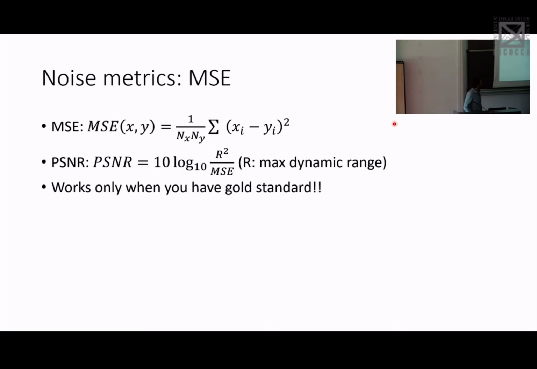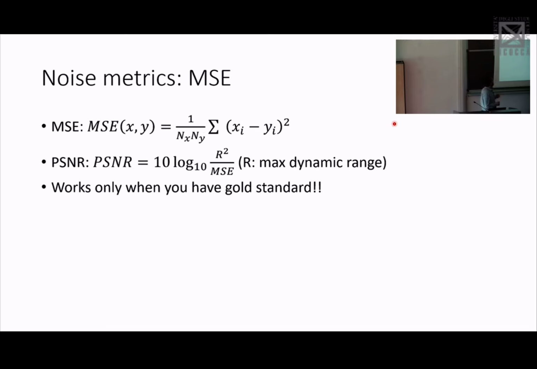And how do we introduce a metric to quantify noise, which is, by the way, the metric used in training a denoising neural network? We have the mean square error. So you take the mean, divided by the number of pixels, of the difference between your image and a reference gold standard image.